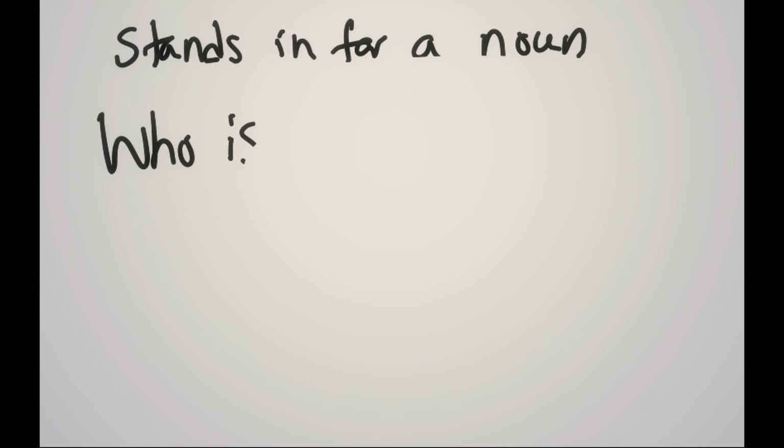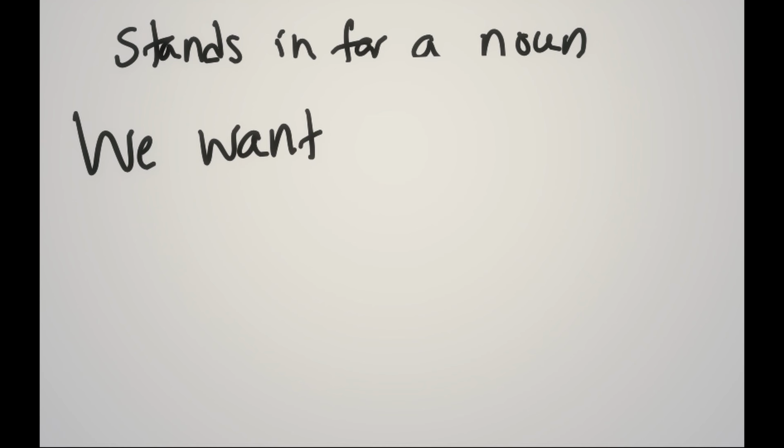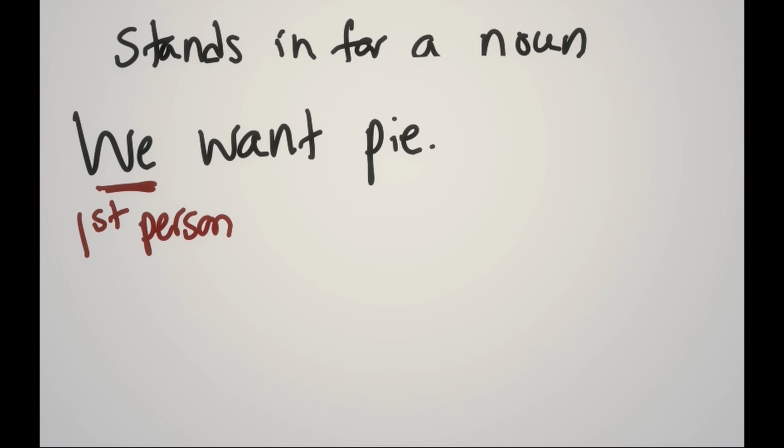All right, and we can show this another way. We want pie. All right, I ate it all. So now we as a group want more. Okay, we is first person because it is talking about us. We were here first. We, subjective. This sentence is about us. It's about what we want. We are the subject. Okay?